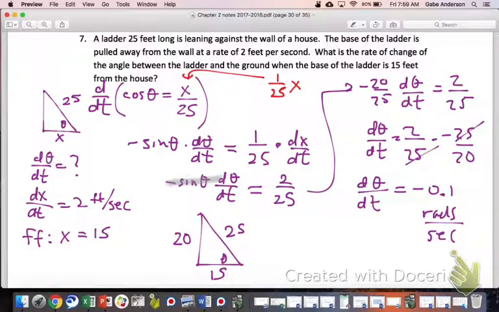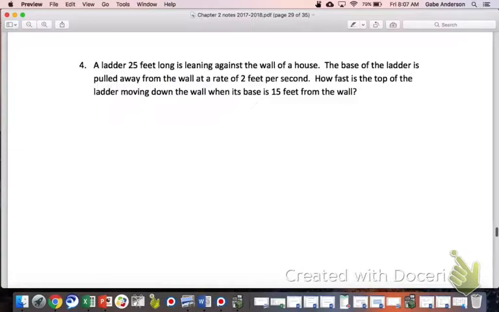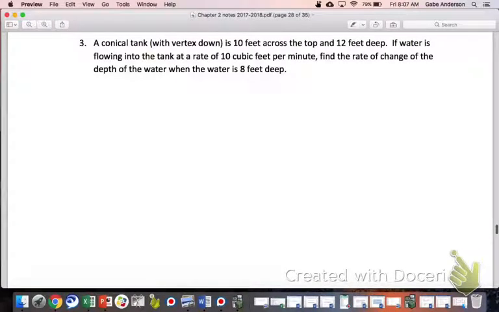All right, fantastic. I'm going to do this next one with you guys, and then the last one we will just have you try mostly on your own. We're going back to number 3, the tank question. Read this one real quick. This one has its own set of challenges. It's a good one. It says: a conical tank with vertex down, 10 feet across the top and 12 feet deep. If the water is flowing into the tank at a rate of 10 cubic feet per minute, find the rate of change of the depth of the water when the water is 8 feet deep.